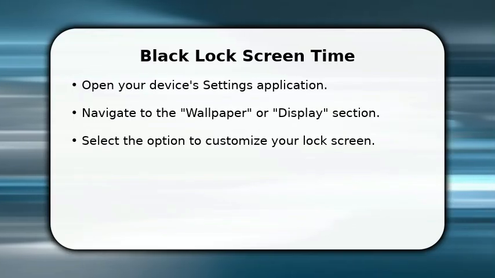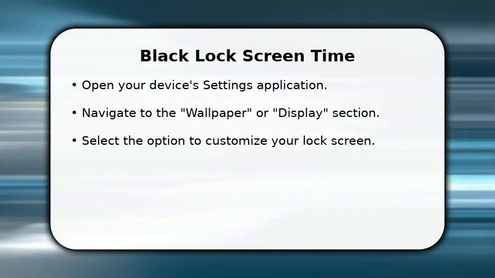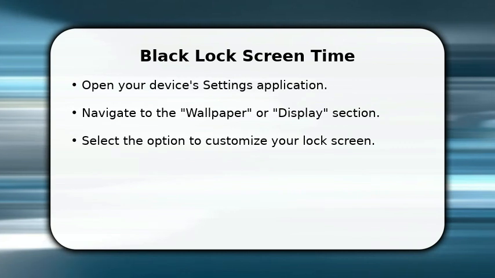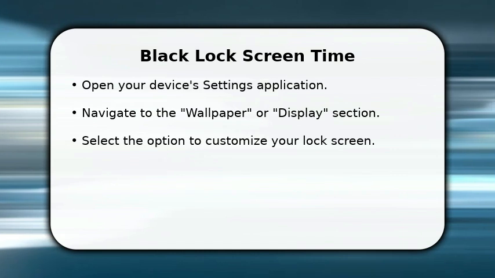In this video, I will show how to make time on lock screen black. First, open your device's settings application. From there, you'll want to find and tap on the wallpaper or display section, depending on your phone's operating system. This is where you can personalize the look of your device.